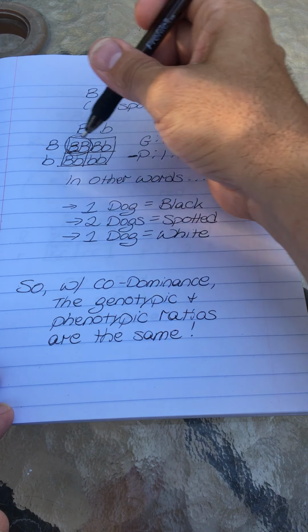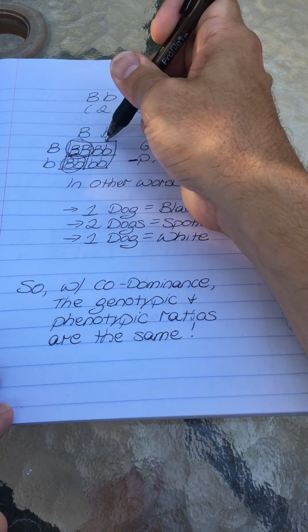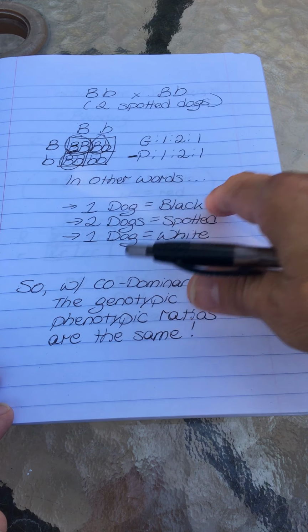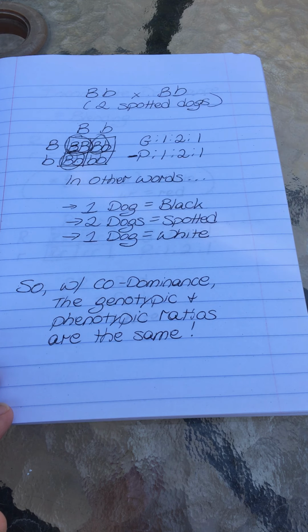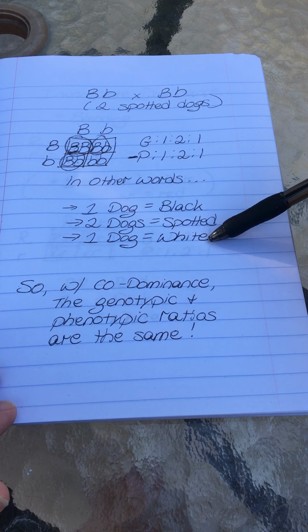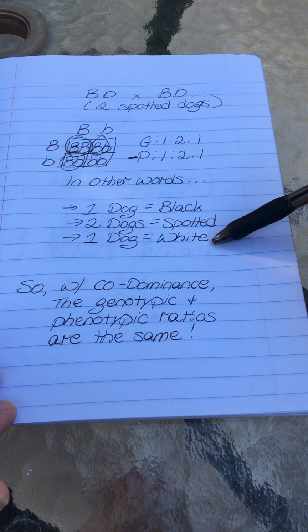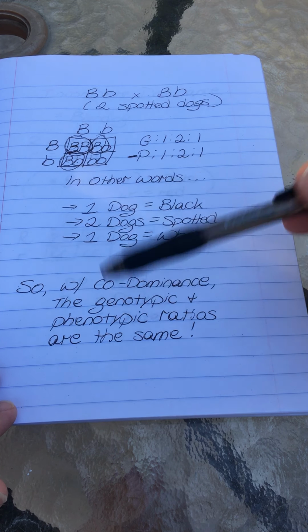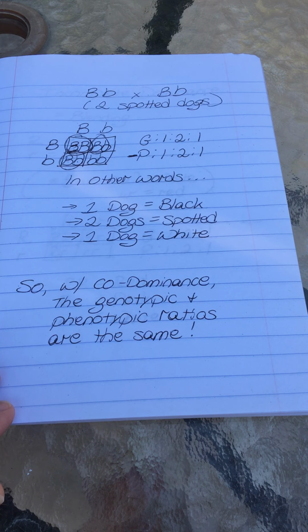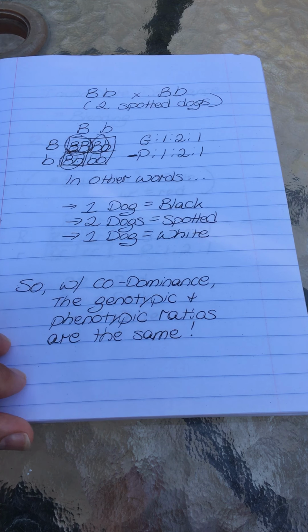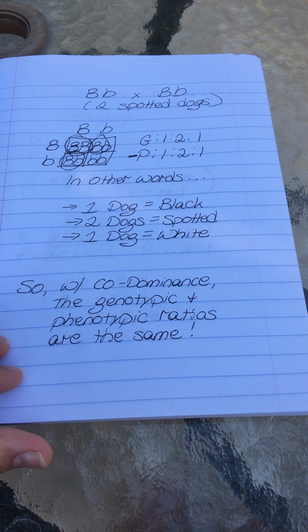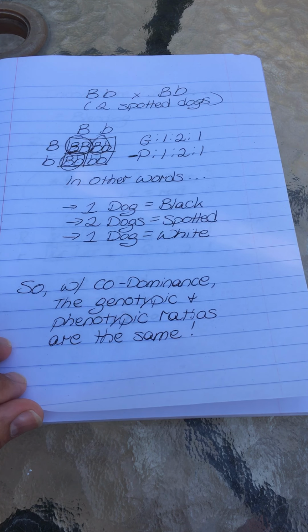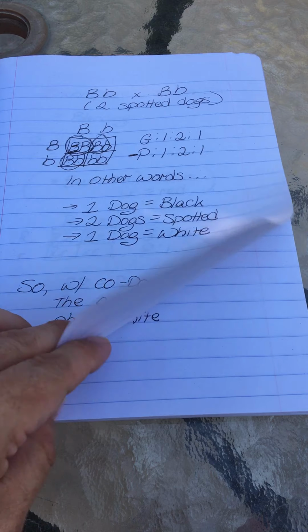And then we've got 2 dogs that are spotted. Okay, the 2 heterozygotes now have a different phenotype than the pure or homozygous black dog. And then the little b, that would be the white dog. Okay, does that make sense? So like I wrote down there with my neatest handwriting possible, the genotypic and phenotypic ratios will always be the same in examples of codominance.